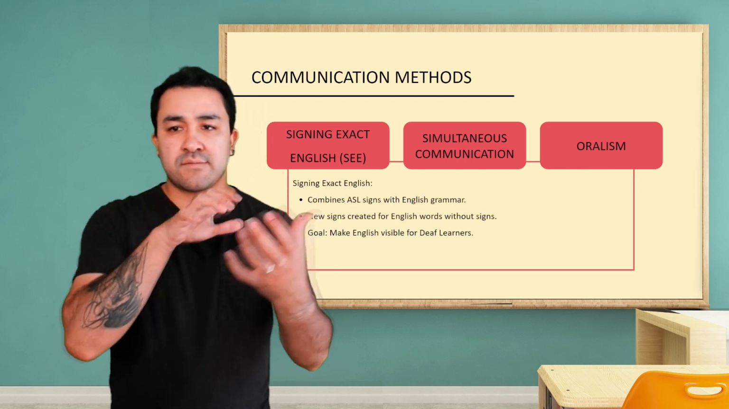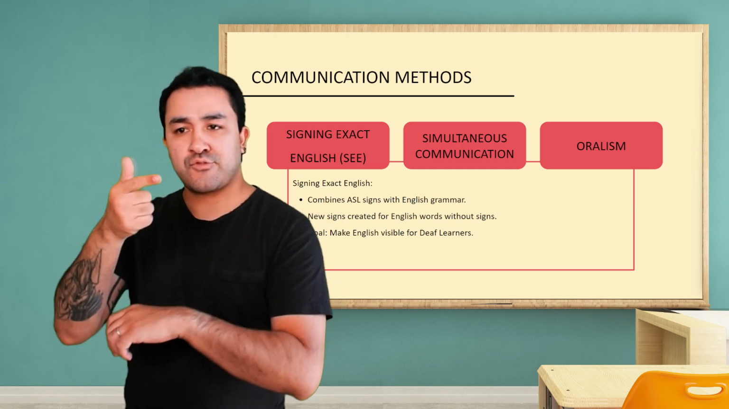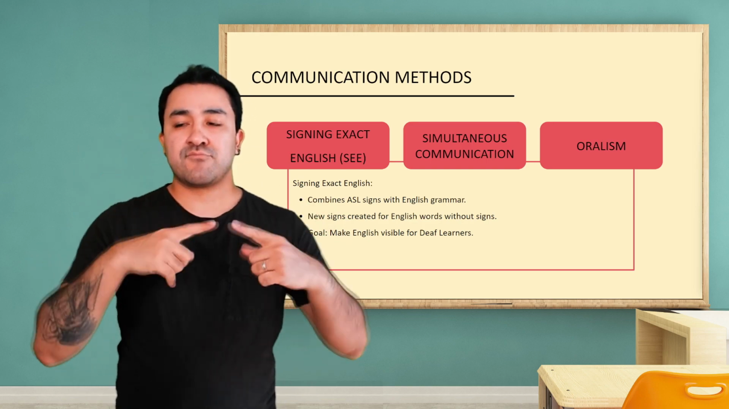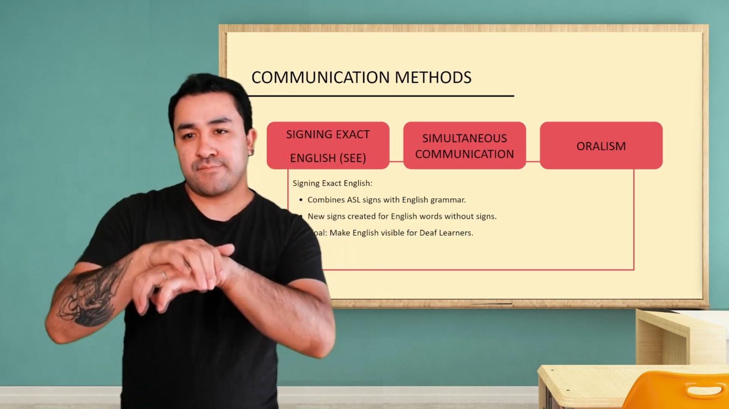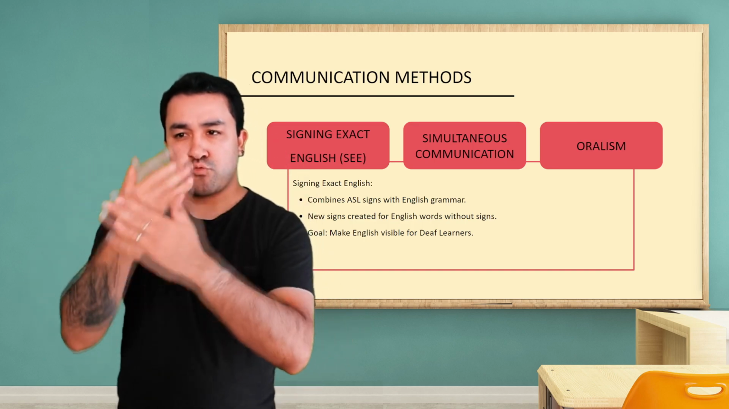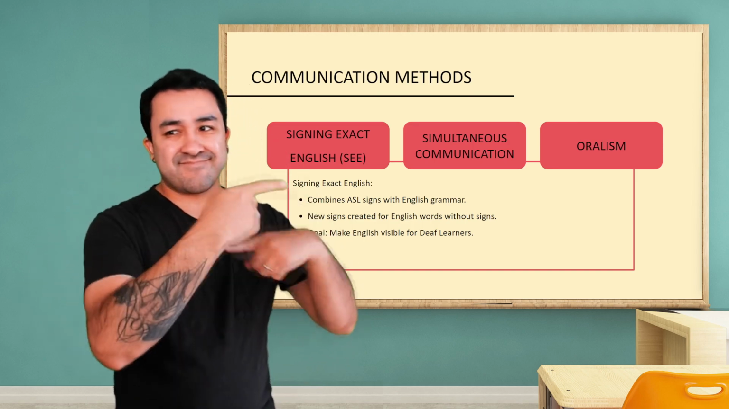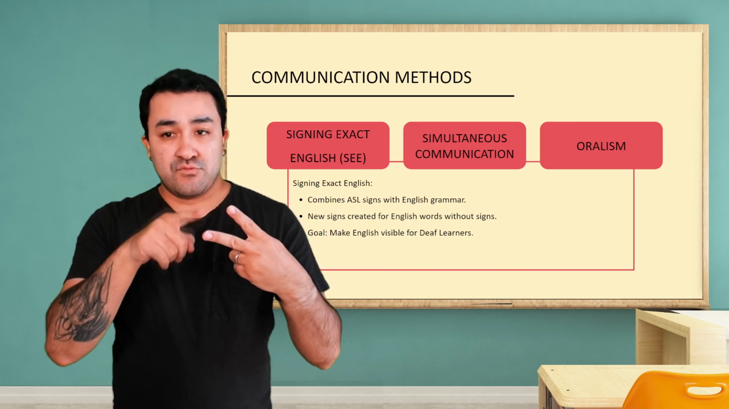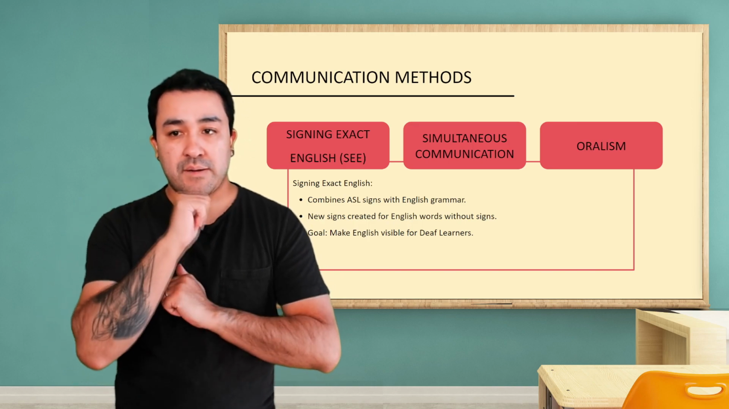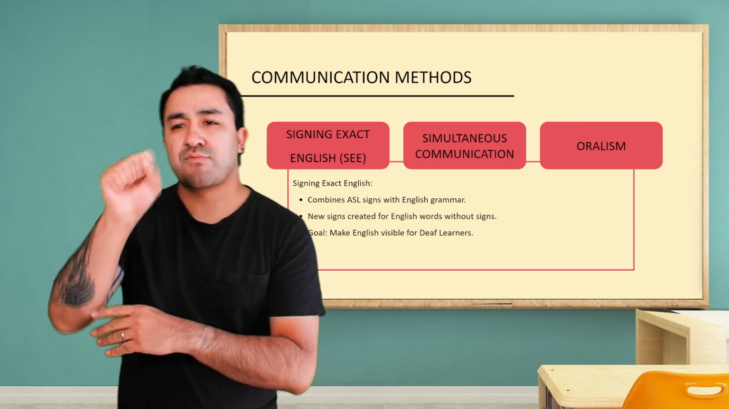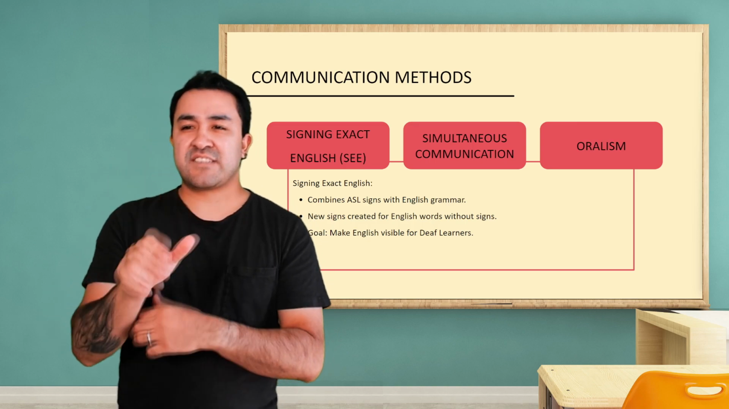Signing exact English, also known as C2 or C, as the name suggests, it combines American Sign Language and English to create a sign system. The goal of C was to make English visible. It added many signs that do not exist in ASL and follows English grammar and syntax.